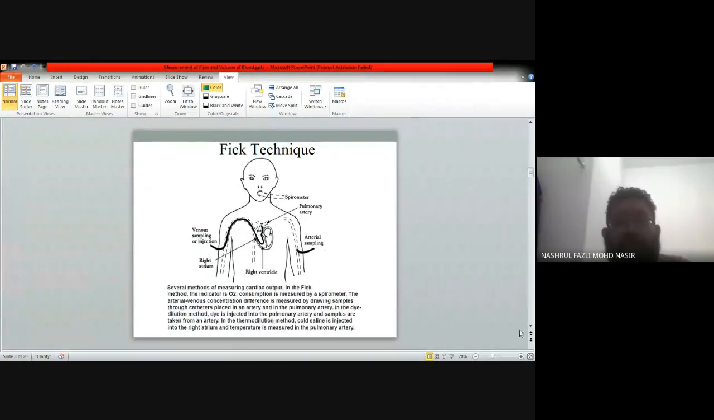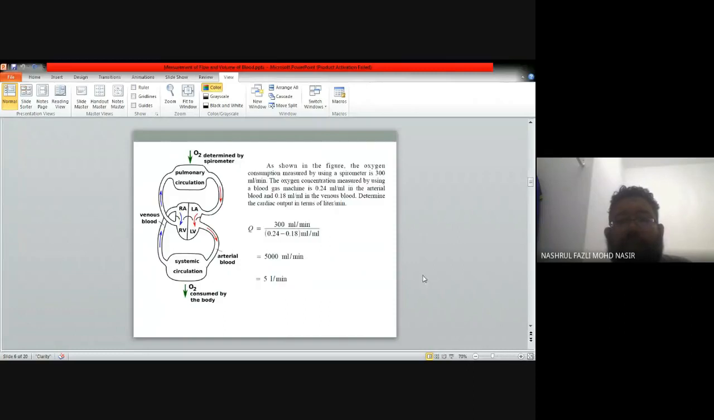So remember this figure. This is practice here, as shown in the figure. The oxygen consumption measured by using a spirometer is 300 milliliters per minute. The oxygen concentration measured by using a blood gas machine is 0.24 ml per ml, liters per liter, if you remember from the previous slides, in the arterial blood, and 0.18 milliliter per milliliter in the venous blood.